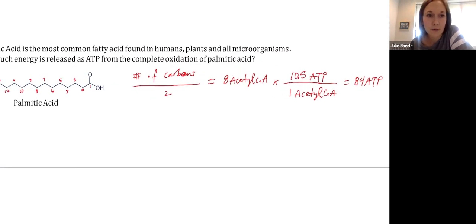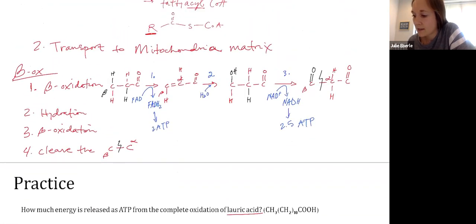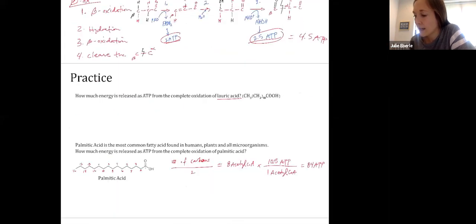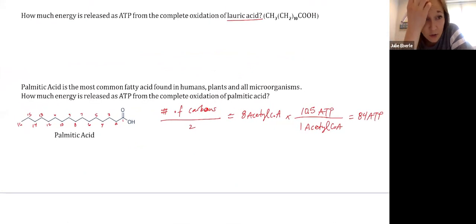All right, what's the next thing we need to do? Well, remember that every time we run a cycle of beta oxidation, we get how many ATP just from the coenzymes produced? Because these feed right into electron transport, oxidative phosphorylation. Each cycle of beta oxidation, 2 plus 2.5, is going to give us 4.5 ATP. So we need to ask ourselves, how many cycles of beta oxidation is it going to take to totally break this thing down?